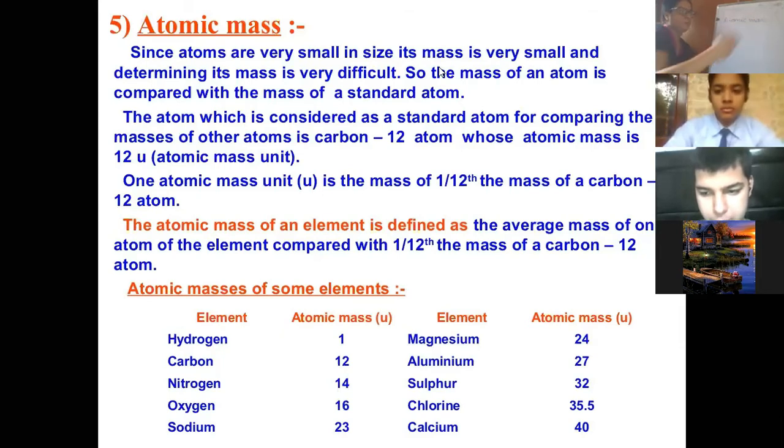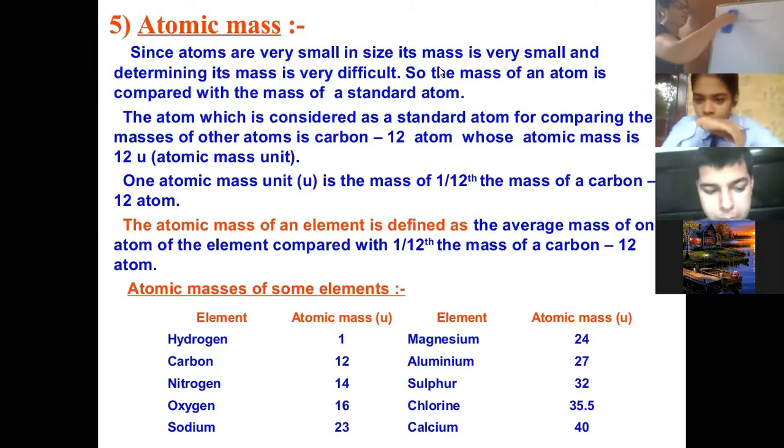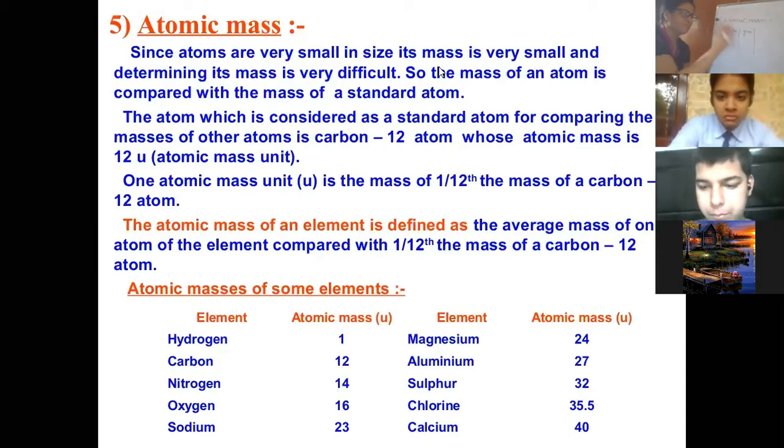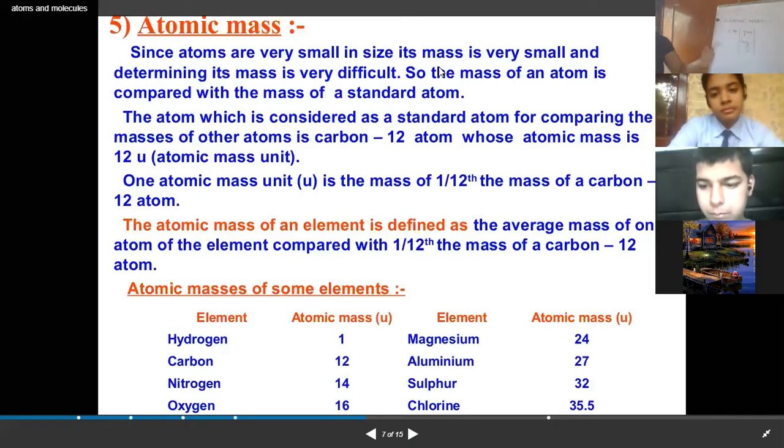As you know, an atom is not visible to our naked eye. It's very small. The units we generally use in our day-to-day life, the smallest unit in case of length is the centimeter, and in case of weight it is the gram. Then we use bigger units like kg and so on.